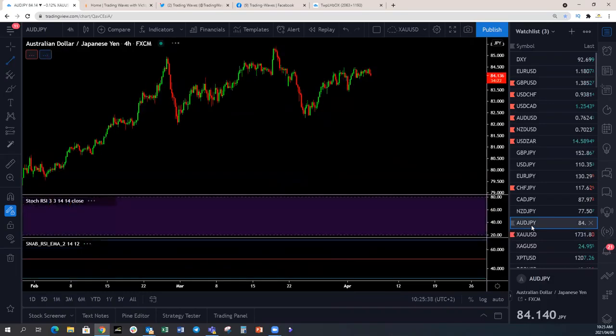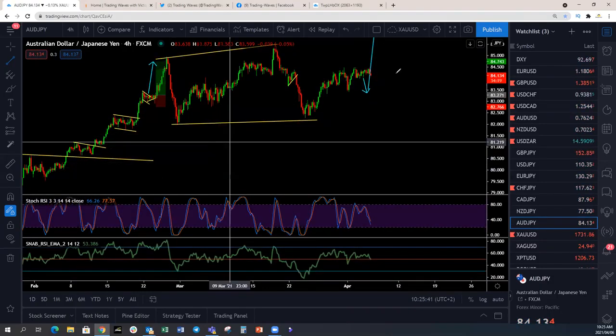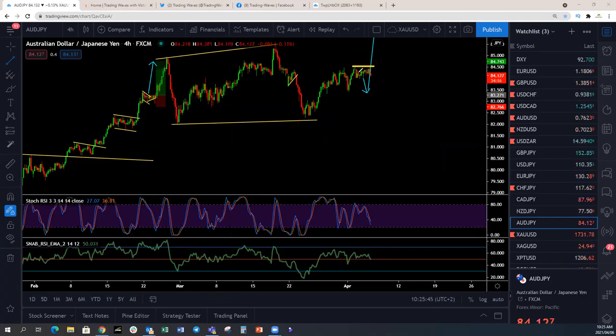Audi going sideways. What could be doing this before we push up higher?